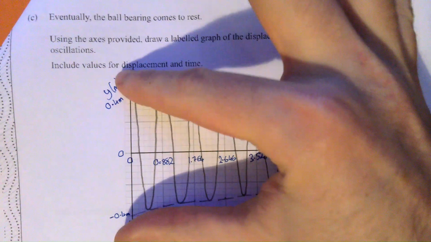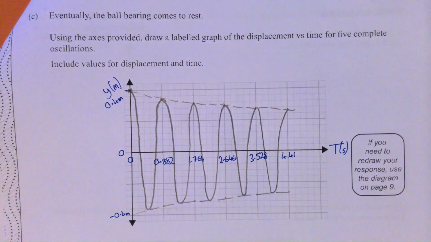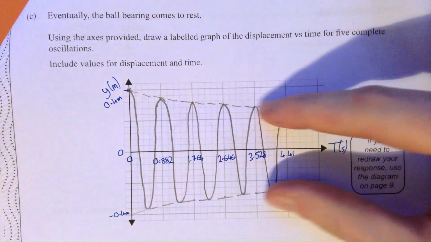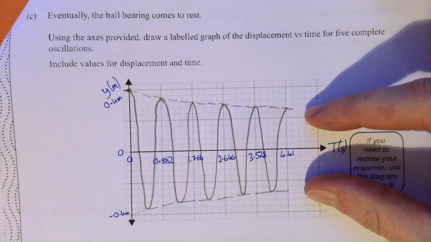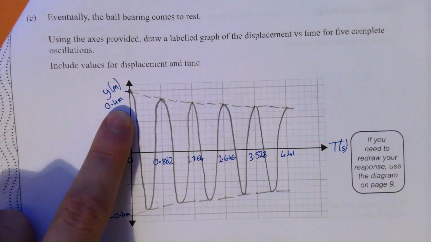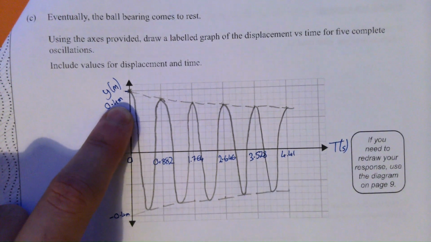The idea that this overall shape is getting smaller. It is decaying, it's getting smaller. That's one marking point. If you have any graph that tapers off symmetrically, then that's an achieve. If your y value starts at amplitude of 0.4, that's another way to just get achieve.